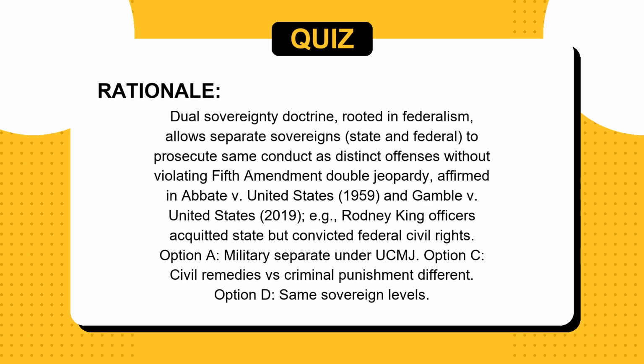Option A, military separate under UCMJ. Option C, civil remedies versus criminal punishment different. Option D, same sovereign levels.